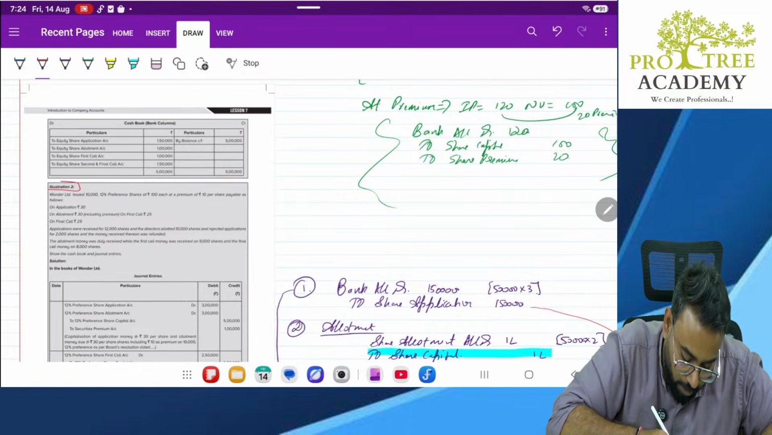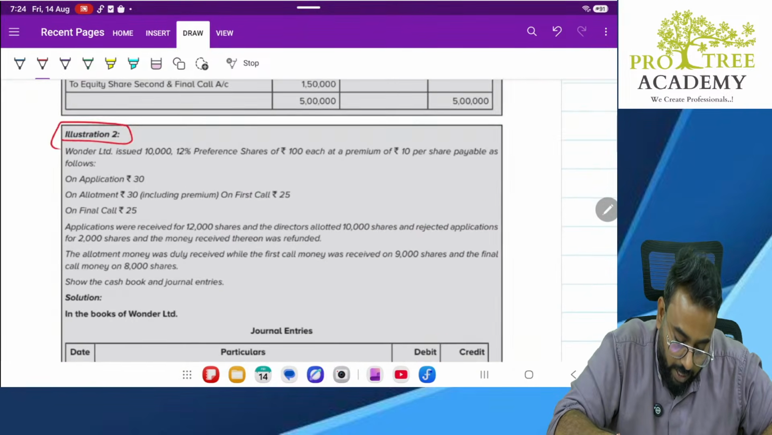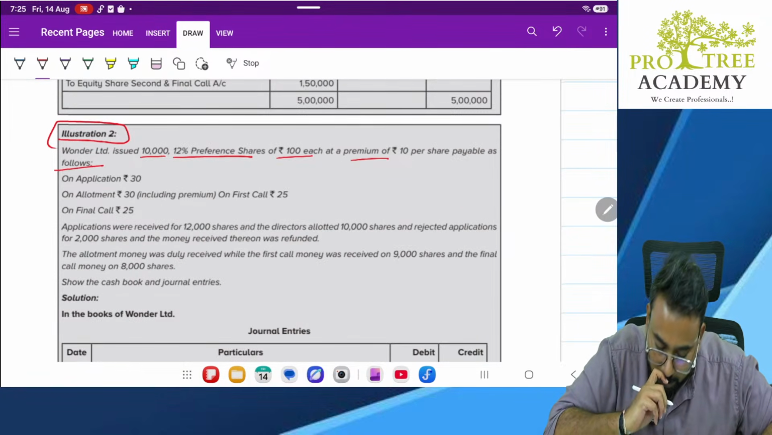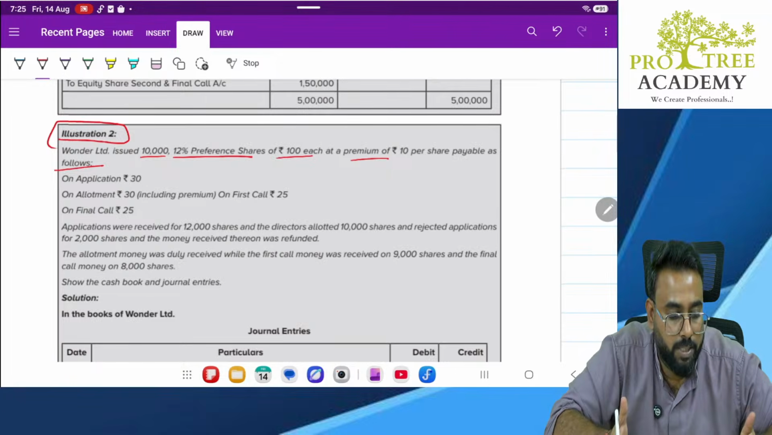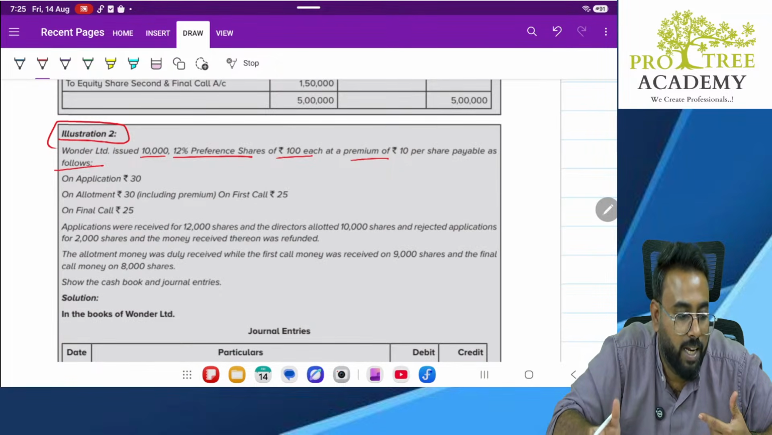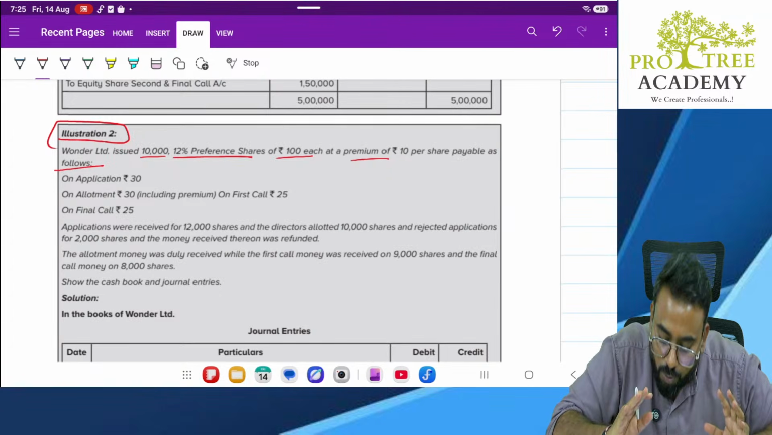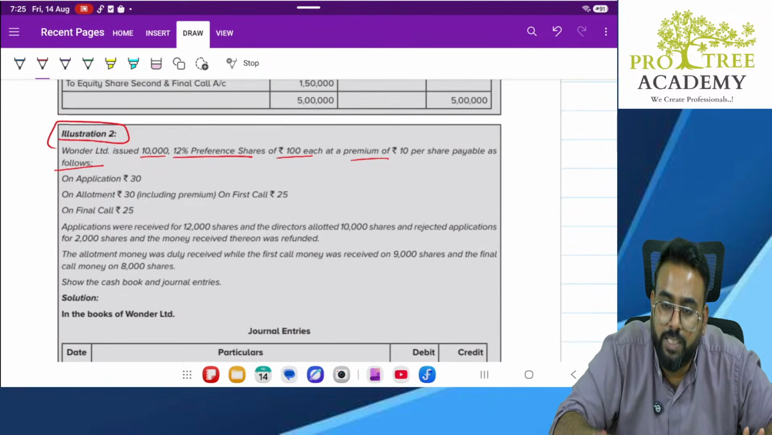Be careful. Illustration number 2, please. Wonder Limited issued 10,000 12% preference shares of 100 each at a premium of 10 per share, payable as follows. Sir, out of syllabus, sir. You told only equity share capital. Now suddenly preference shares are coming. No change. Everything will remain the same.